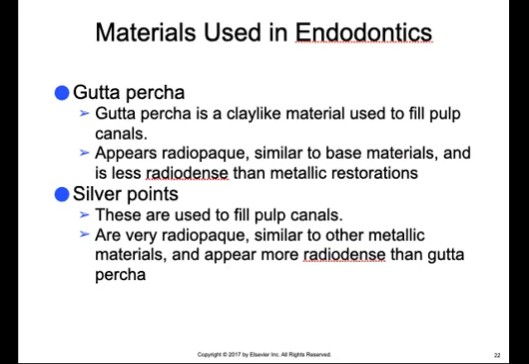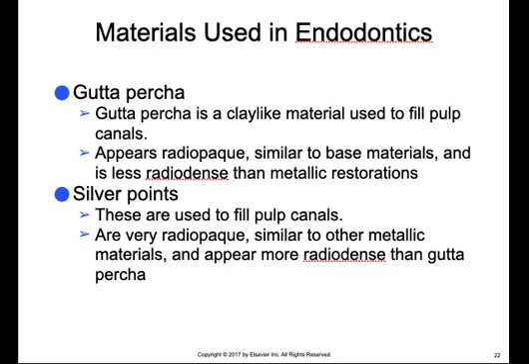Some materials used in endodontics include gutta percha and silver points. Gutta percha is a rubber-like material that's used to fill the canals of the pulp, and gutta percha appears radiopaque with a similar density to that of base materials. When compared with metallic restorations, gutta percha appears a little less radiopaque.